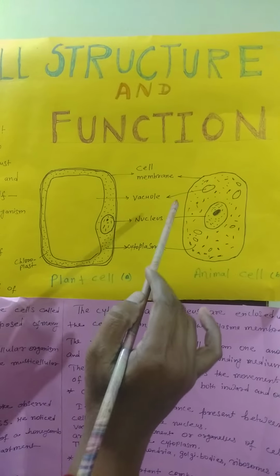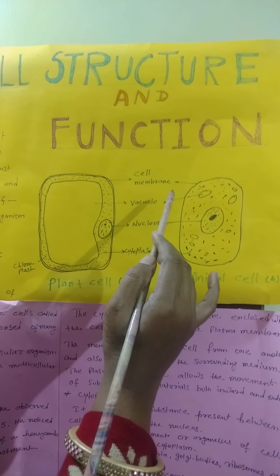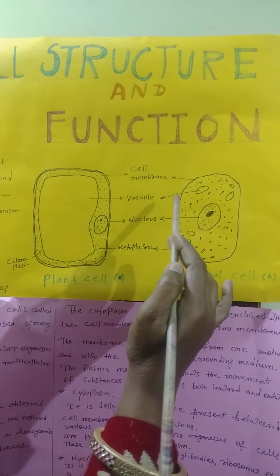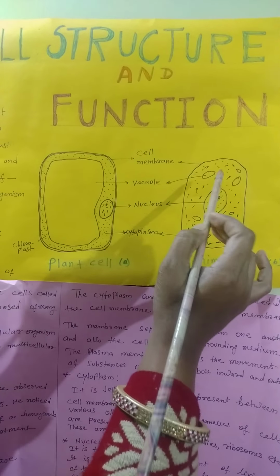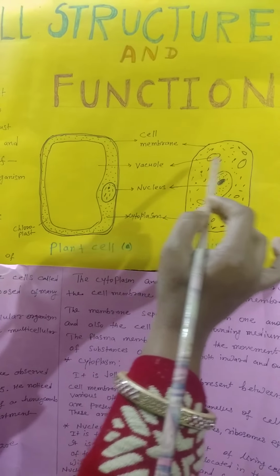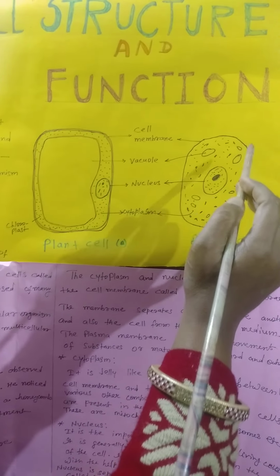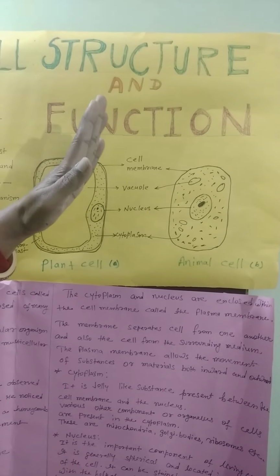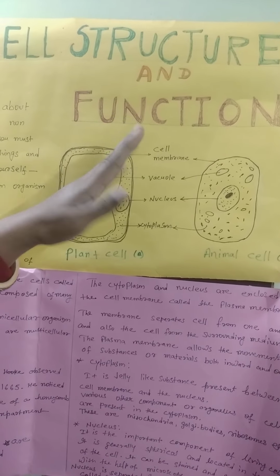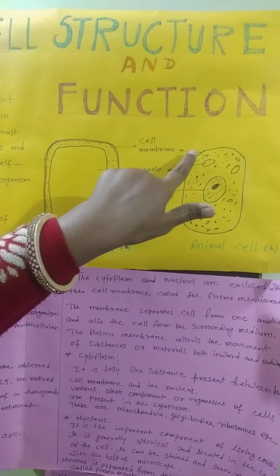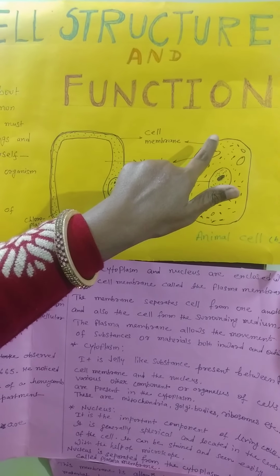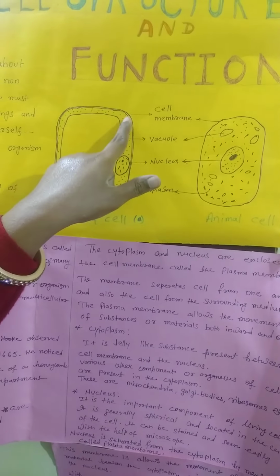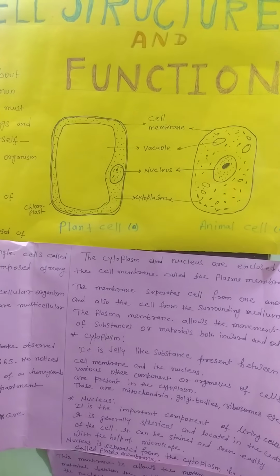The membrane separates cells from one another and also the cell from the surrounding medium. The plasma membrane allows the movement of substances or materials both inward and outward. Clear? This is the cell membrane. This is the boundary of the cell. The cell membrane is also called the boundary of the cell, in the plant cell and in the animal cell.